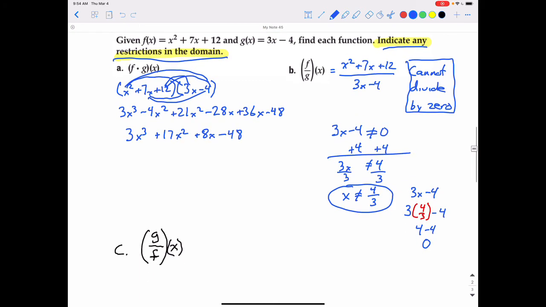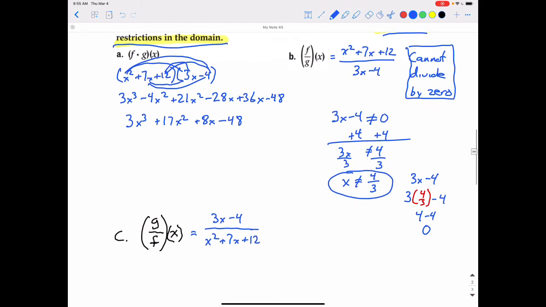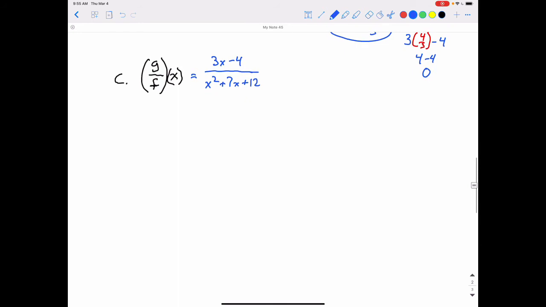I've got one more here. I just called it part C. This time it's g divided by f, not f divided by g. So since it's g divided by f, that means the g function, the 3x minus 4, goes on the top, and the f function, which is x squared plus 7x plus 12, will go on the denominator. So when I find the restriction to the domain on this one, I need to set this denominator, x squared plus 7x plus 12, not equal to 0, since it's now in the denominator.